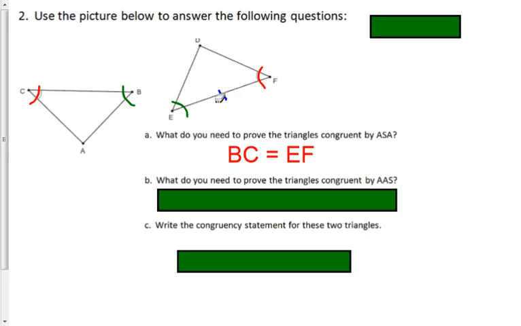What would we need to prove the triangles congruent if we wanted to use angle, angle, side? So if we wanted to know, again, this angle, and maybe the angle across from the red one. So we'd have to know that AB equals, again, the one across from the red, equals DE.